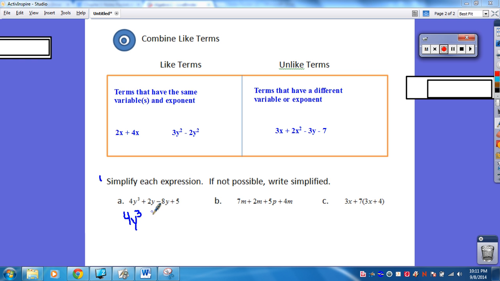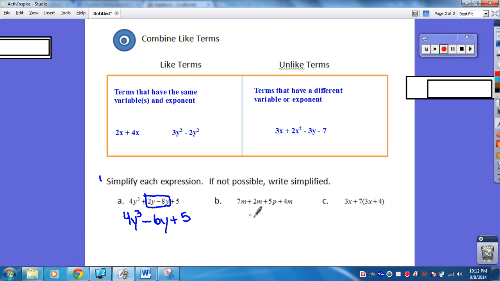The next term is 2y. So I'm looking for any other terms that have just a y, not raised to any power, and I see minus 8y here. So I can combine these two terms. So 2y minus 8y. Well, 2 minus 8 would give me negative 6. So I'm going to have negative 6y. And then I have a 5 here by itself. There's no other term that has just a number, so I'm going to bring down that plus 5. And this expression now is simplified because every like term has been combined.